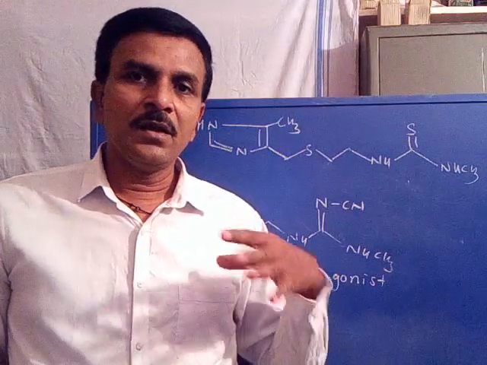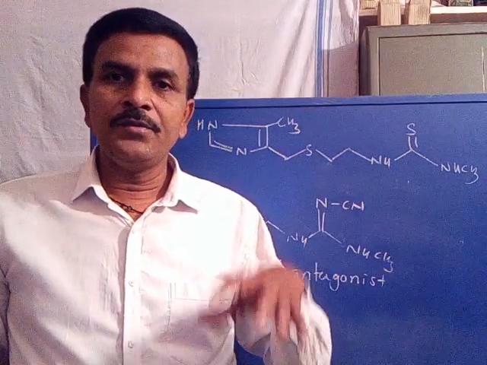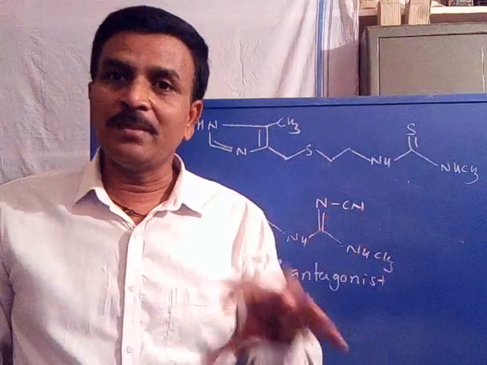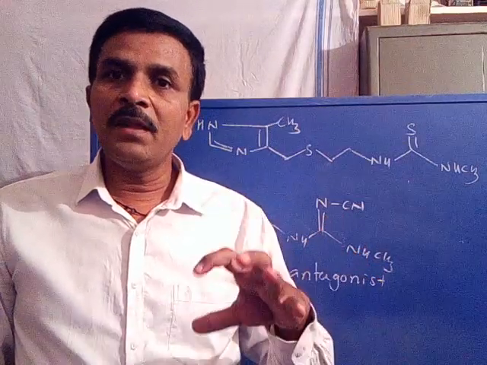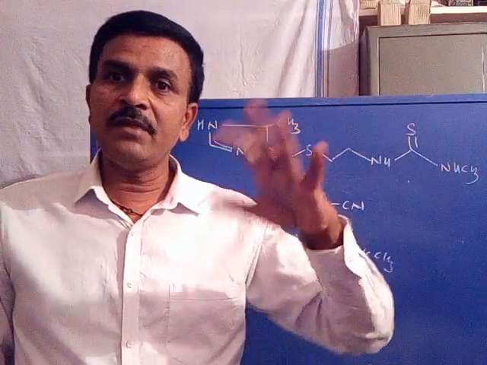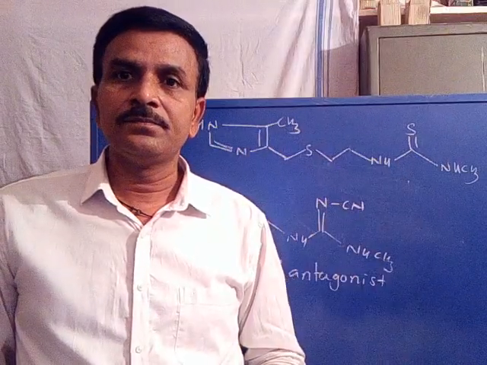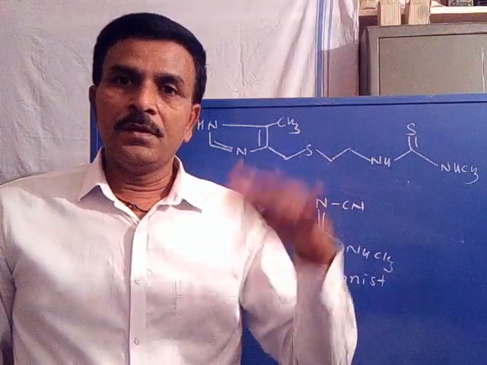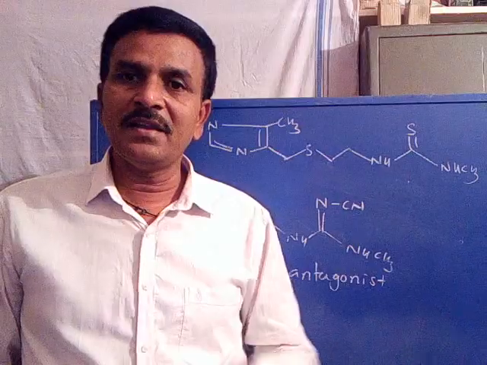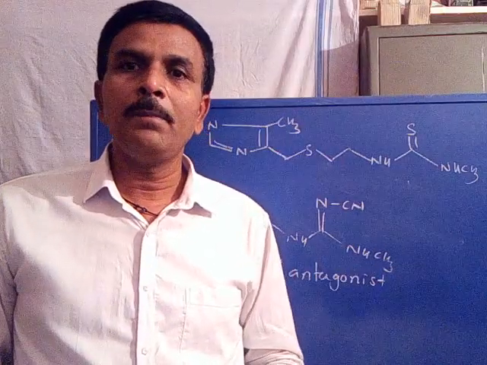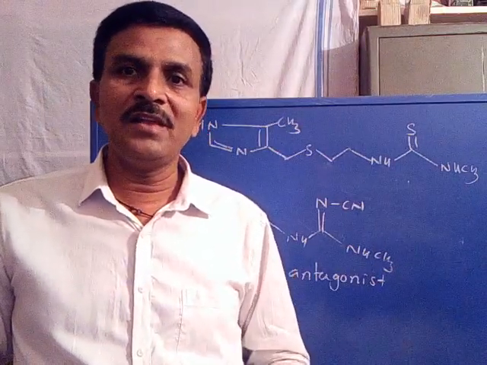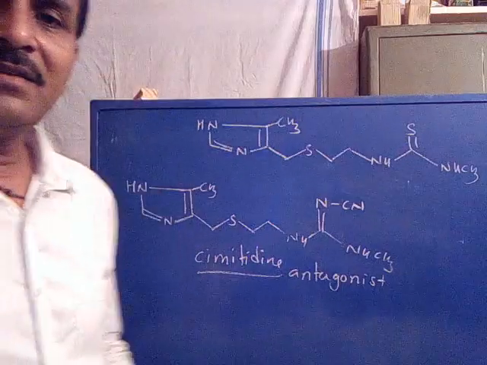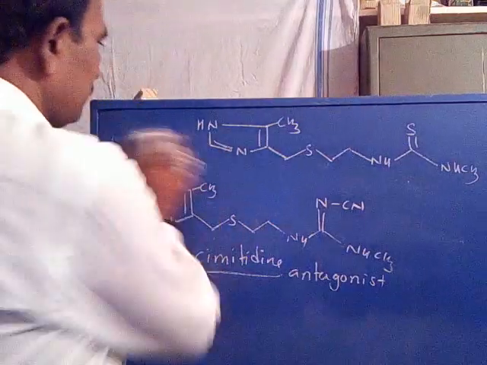Now cimetidine is the drug which interacts with histamine 2 receptor, thereby preventing the interaction of histamine with histamine 2 receptor. Hence HCl secretion decreases and the pain of ulcer is relieved. So this is about the design of antagonist. Next, design of enzyme inhibitory drugs.